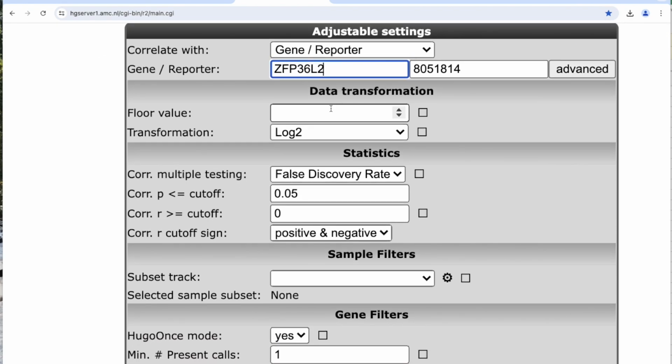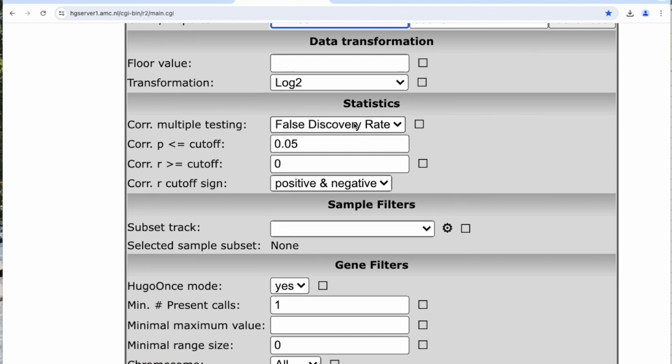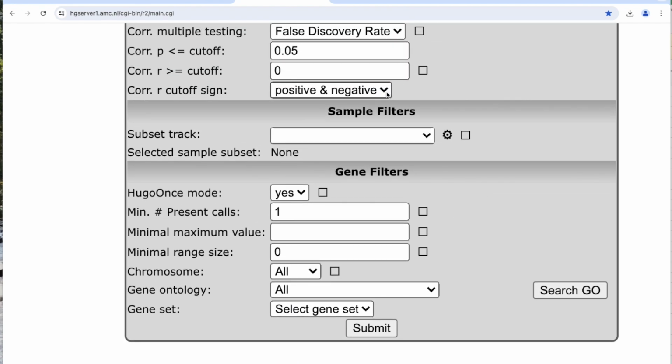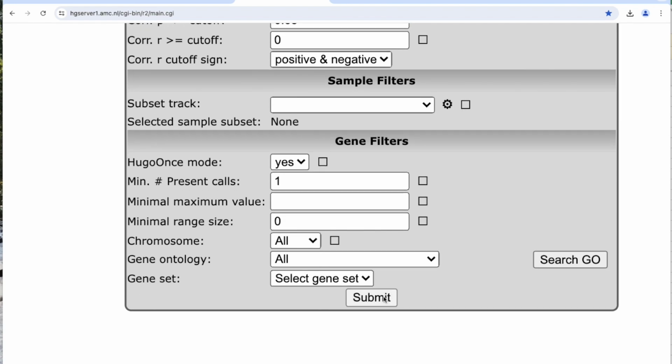We can leave all this information, log 2. Again, false discovery rate. Basically what it's saying is you're running a lot of correlations. Do you want us to account for that? I usually just leave the defaults. A false discovery rate of 5% is fine. Positive, negative, we want both. If we want just positive, we could do that as well. But let's hit submit.